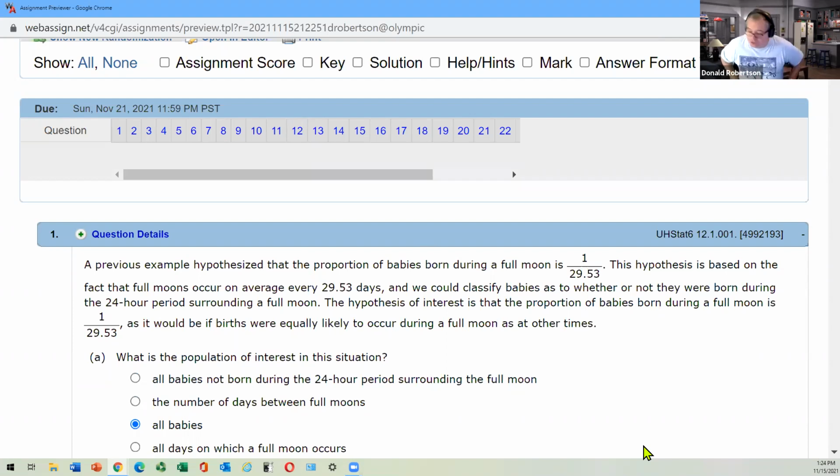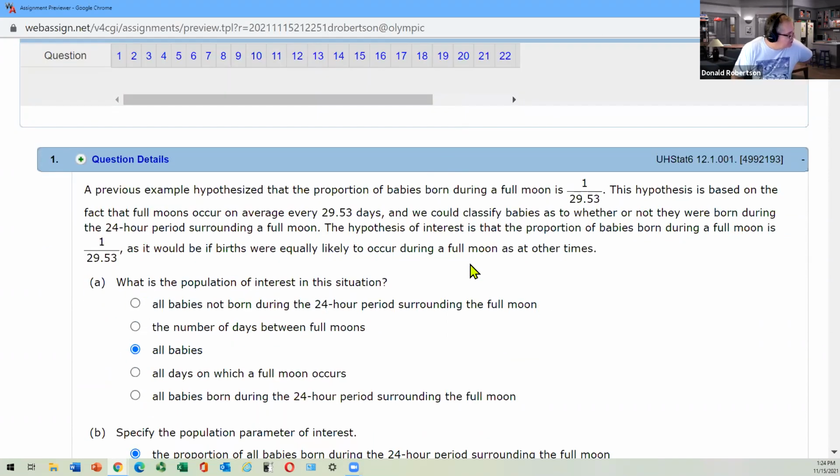Maybe if you worked in the hospitals, you might say, I think when it's a full moon, we get more babies born, or we get fewer babies born, or something, right? That would be the alternative. But in this case, we don't have them.